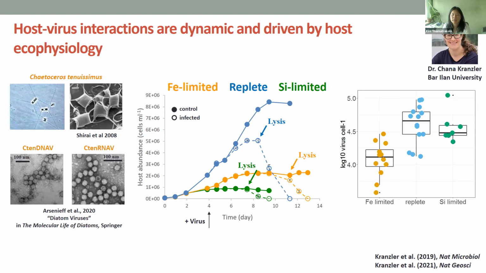This also has an impact on the burst size, so the number of viruses that were produced per cell, where the cells that were infected under replete or silicon limitation produced roughly around the same number of viruses, but there are much fewer viruses produced under iron limitation. So if you go back to that first slide that I showed about just knowing how many viruses are produced, what the time to mortality is, we see that there's this dynamic shift depending on the nutrient limitation scenario. And this is likely due to an impact from the host ecophysiology.